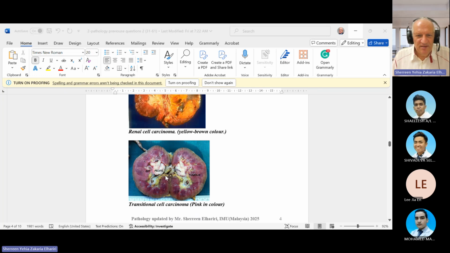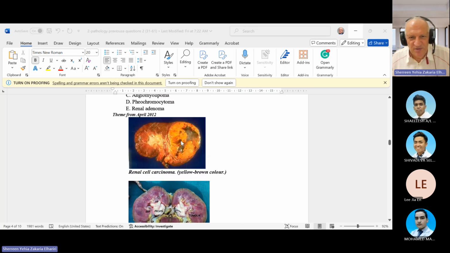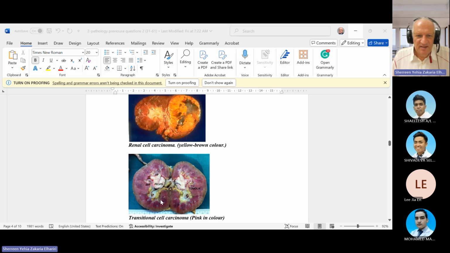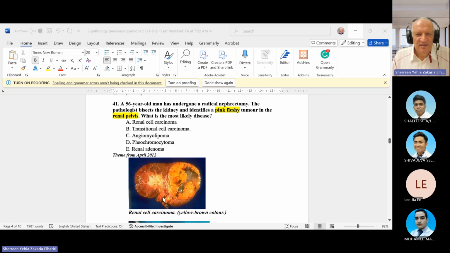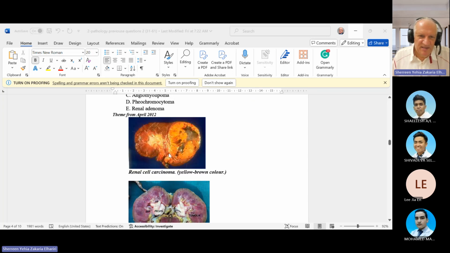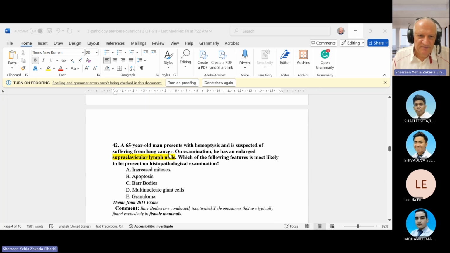So you can find transitional cell carcinoma is pink in color. It is a cut section without dye. And renal cell carcinoma, which is common, is yellow-brown in color. So here he asked about a cut section of the kidney and a pink fleshy tumor. So this pink color is transitional cell carcinoma, which is not common. And the other, which is not mentioned here, renal cell carcinoma, or sometimes they call it hypernephroma, gives a yellow-brown color. Okay, just remember, this is one of the difficult questions.